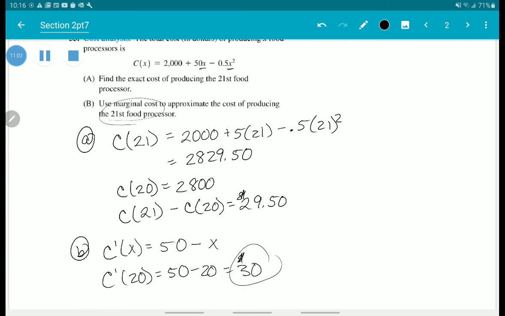So we would approximate that to be $30. Now look how close those values are. They're only off by 50 cents. Like we said before, this is kind of a process to get there.